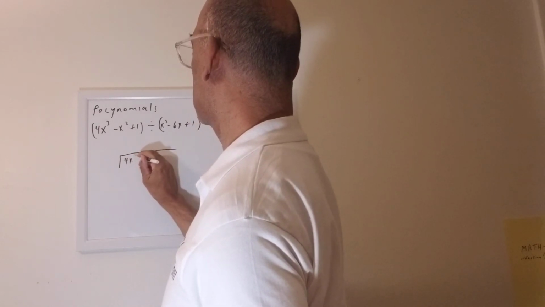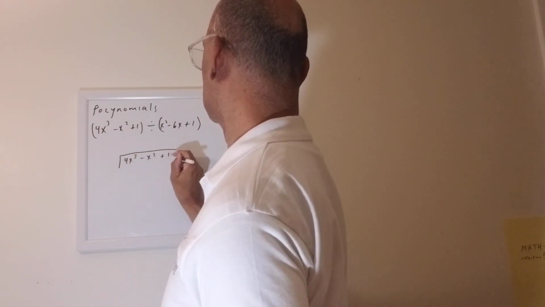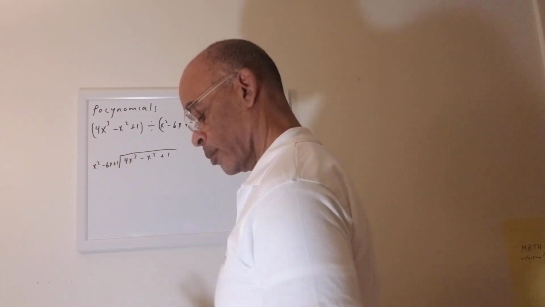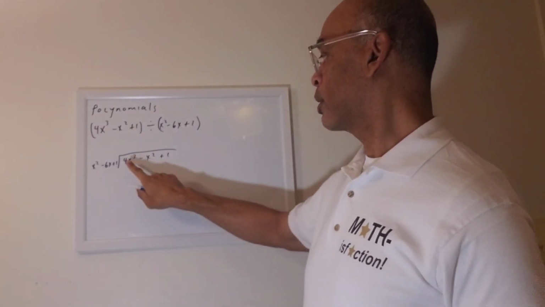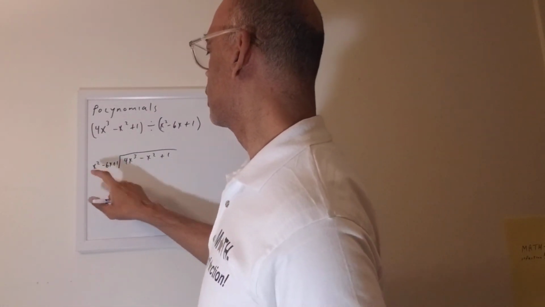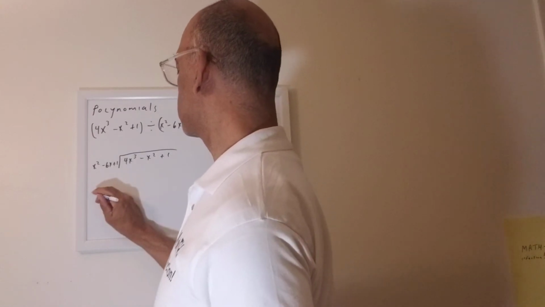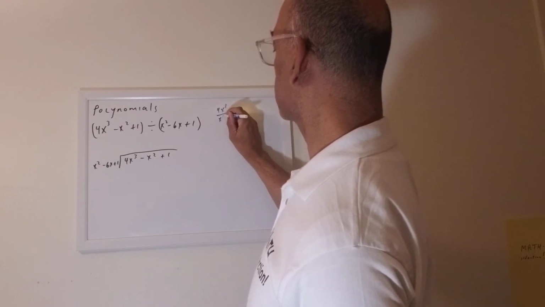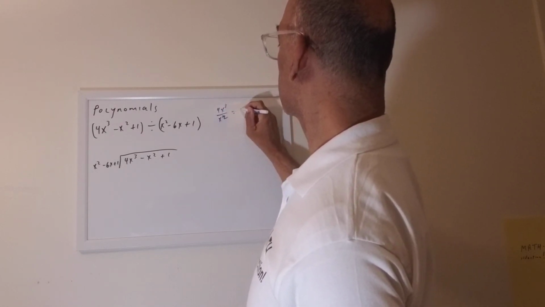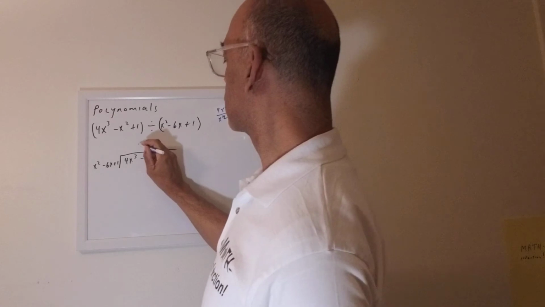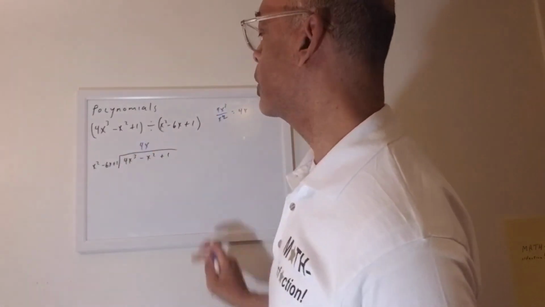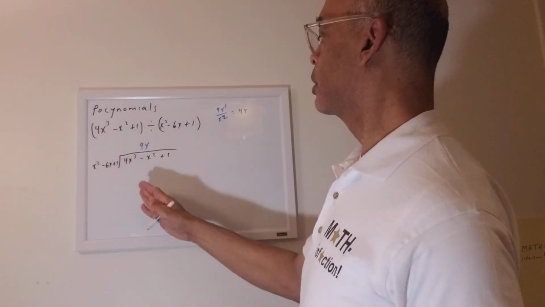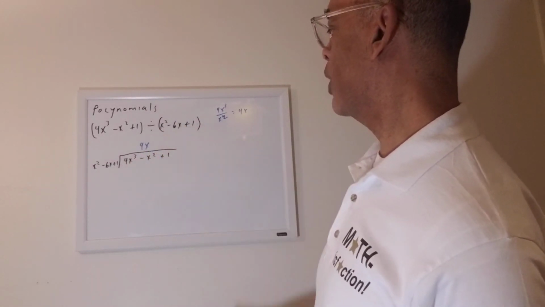Dividend on the inside, divisor on the outside. Look at the first term of the dividend compared to the first term of the divisor. 4x cubed over x squared equals 4x. Put that up top. Where you put it is irrelevant. Your choice. You can put it to the left, or above the x if you had one.